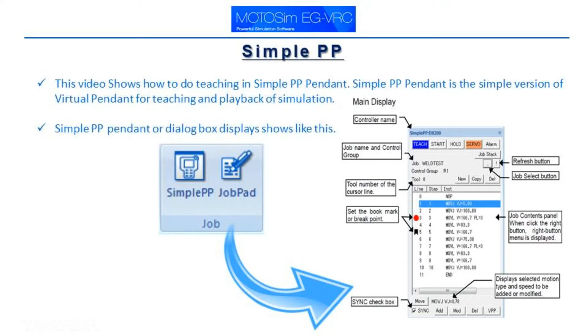OLP, direct teaching and OLP teaching. This video shows how to make teaching in Simple PP Pendant. Simple PP Pendant is the simple version of virtual pendant for teaching and playback of simulation. The Simple PP Pendant dialog box displays like this.